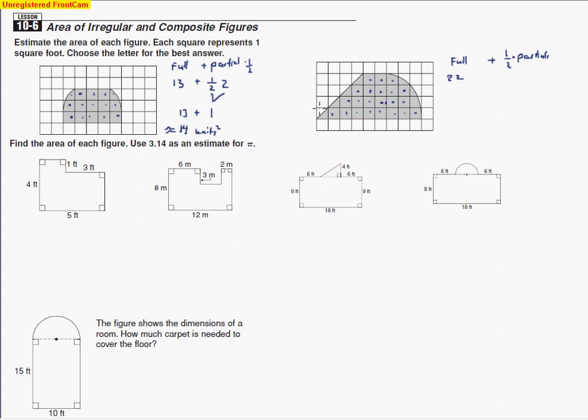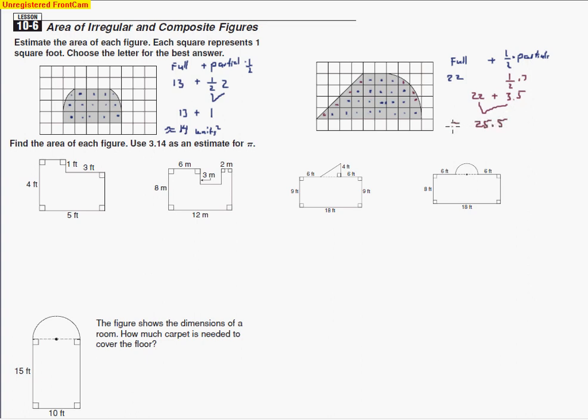Now let's count the partials. So here I have 1. Let's change the color here. So I have 1, 2, 3, 4, 5, 6, 7 partials. So I got to take half of 7. So when I do that, I get 3.5 plus 22. And when I add those two numbers together, I get 25.5. So I'll go with that.